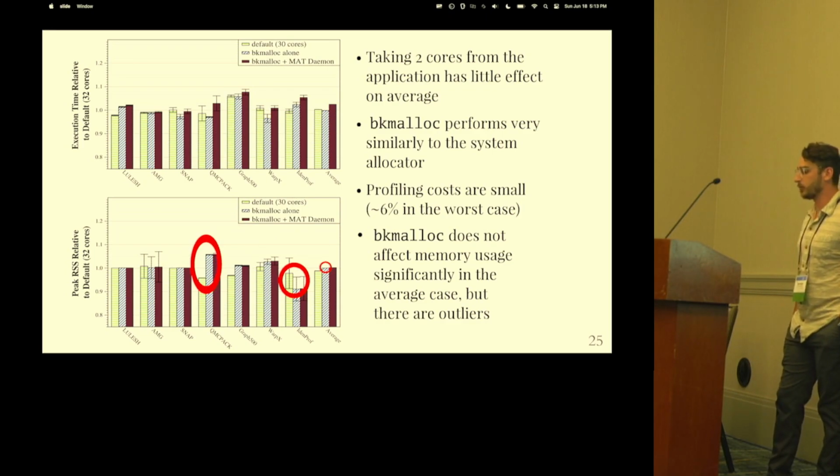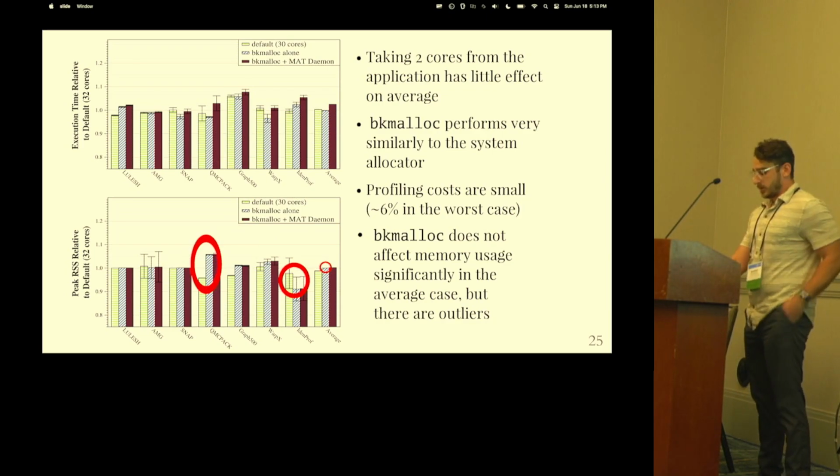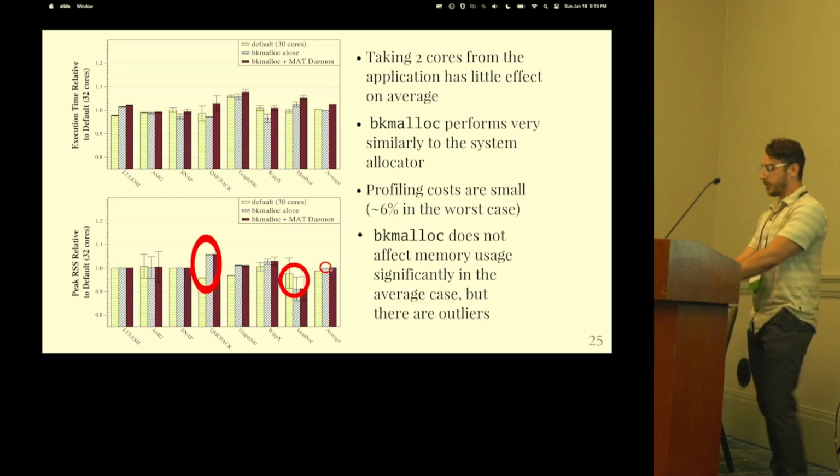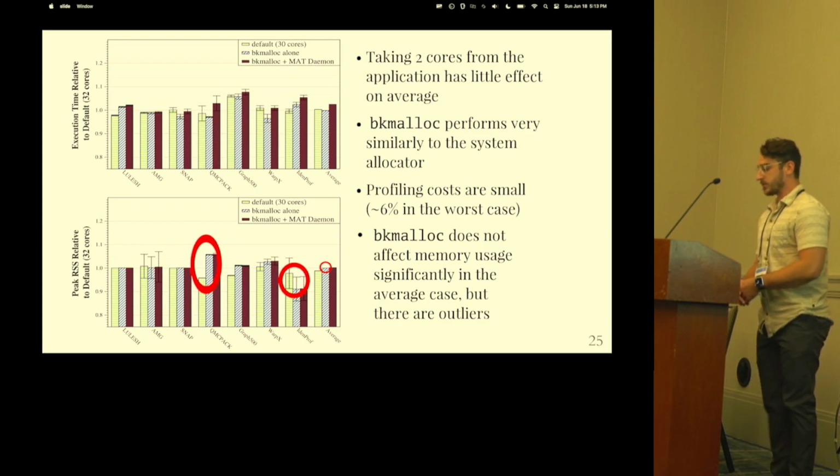And then if we look at memory usage, how does all this affect memory? Well, on average, you can see we have very little effect at all from the allocator, but we do have some outliers. So we have about a 10% increase in memory usage for this benchmark, but a 7% decrease for that one. So, overall a wash.